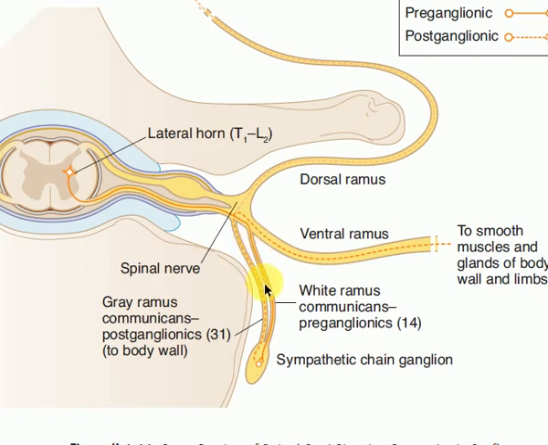So it's called white because it is heavily myelinated. All myelinated nerve fibers are white, and the non-myelinated nerve fibers are gray.